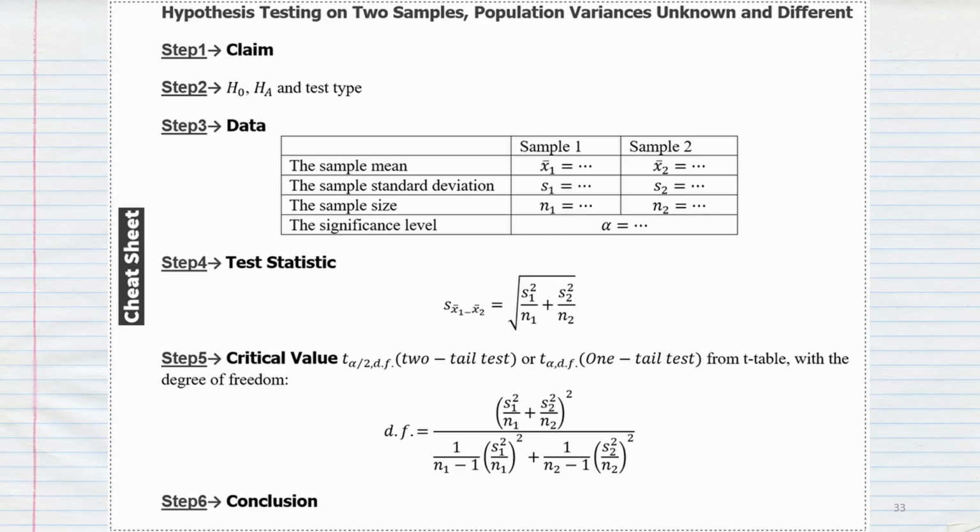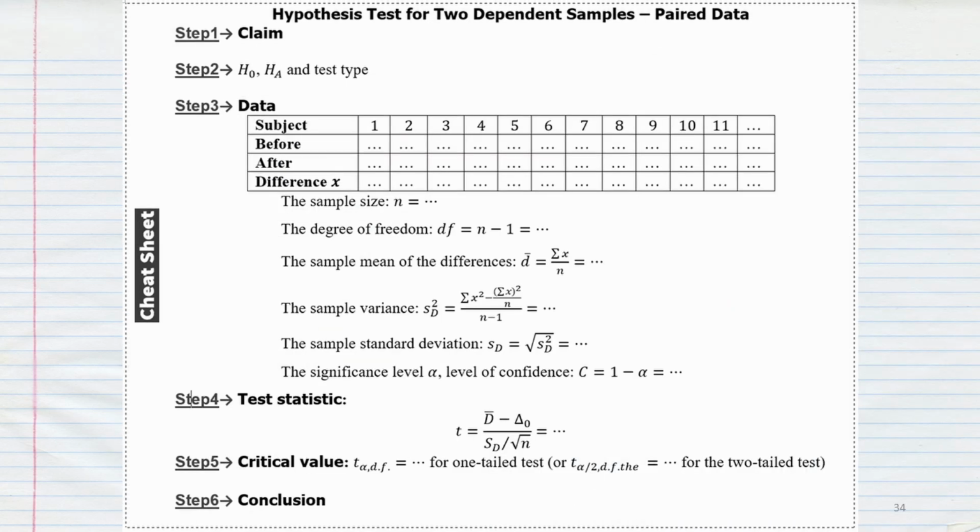Here again, we shall use the t-distribution with a different formula for the test statistic and the critical value for steps 4 and 5. The following is the cheat sheet for the hypothesis test to compare two population means, paired data. Here is the cheat sheet to use for this case. Notice that it is convenient to gather the data in a table format showing the pre- and post-treatment data in step 3. Here again, we shall use the t-distribution with a different formula for the test statistic for step 4.